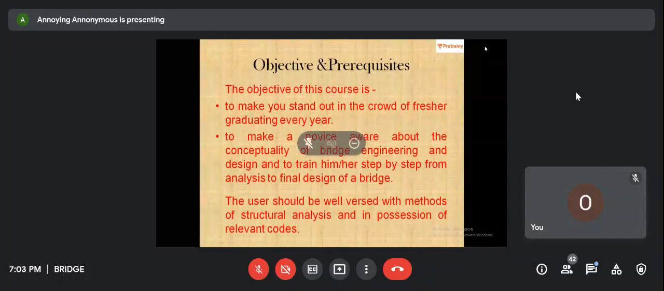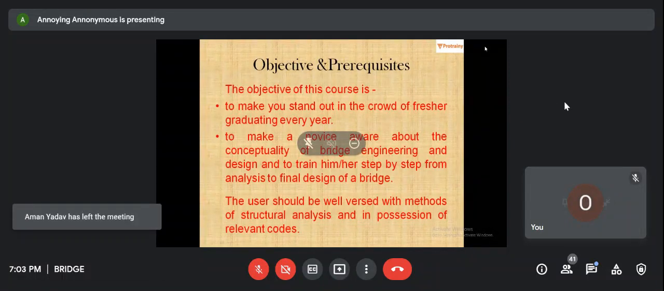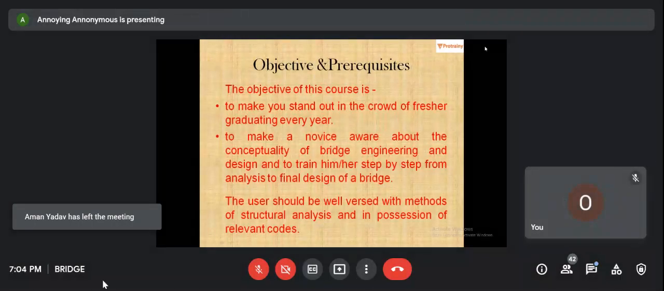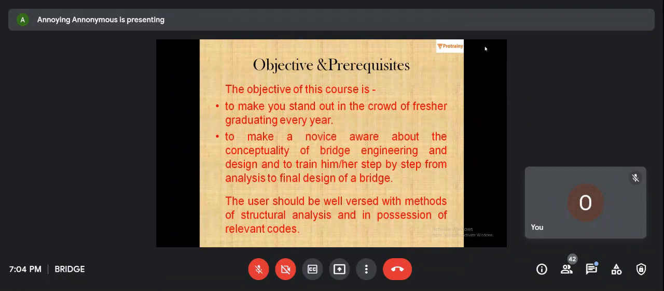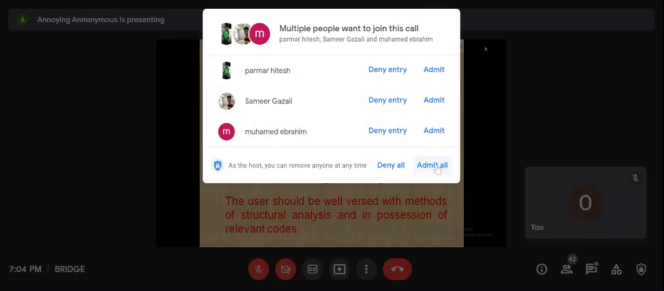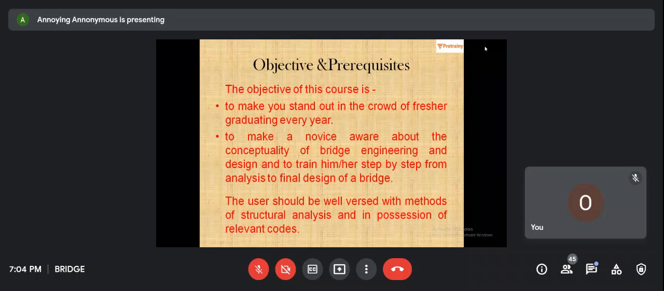What are the objectives for this course? The main objective is to make you stand out in the crowd of all the fresh engineers right out of college. Another thing is to make a novice aware about the conceptuality of bridge engineering and design, and to train him or her step by step from analysis to final design of a bridge.